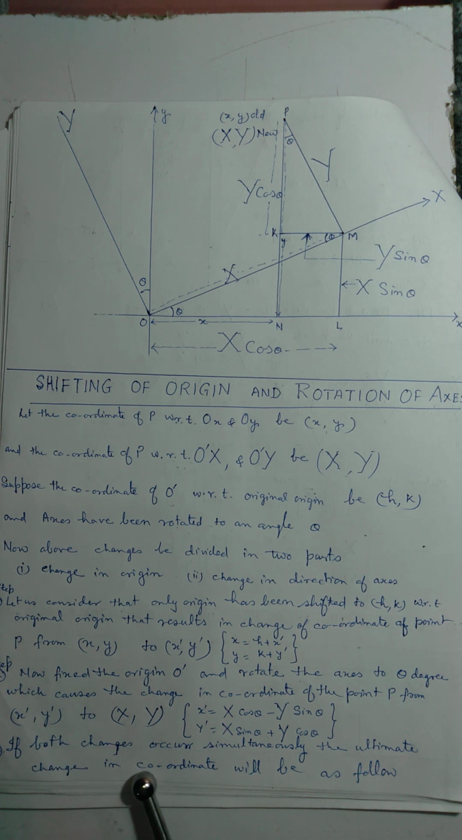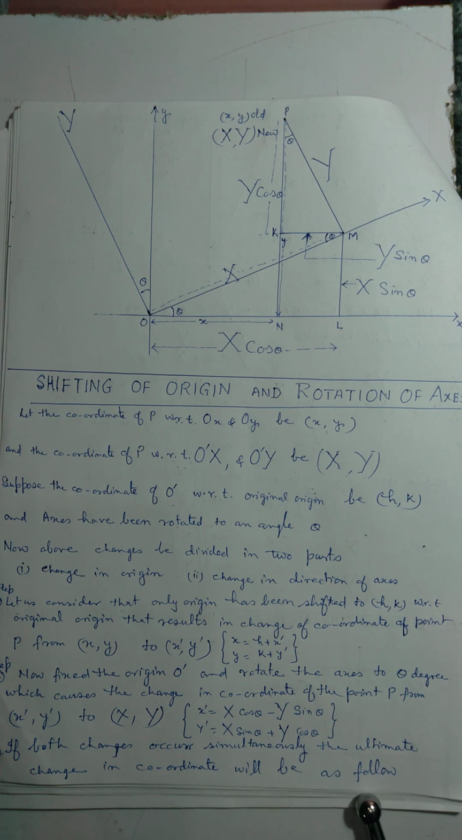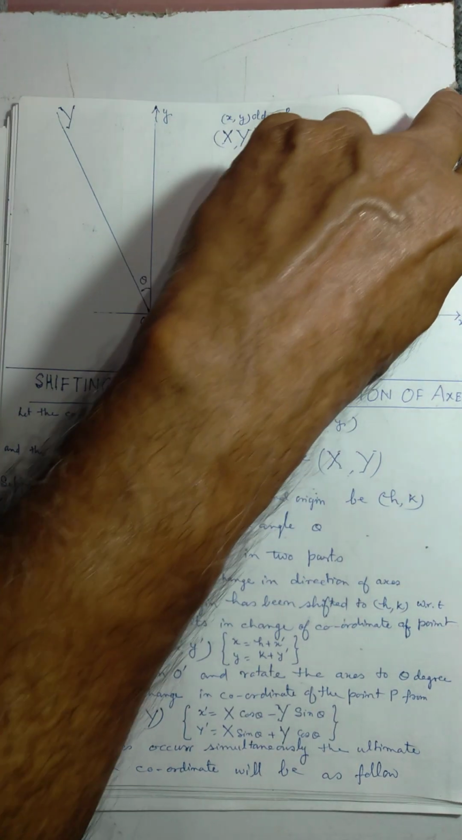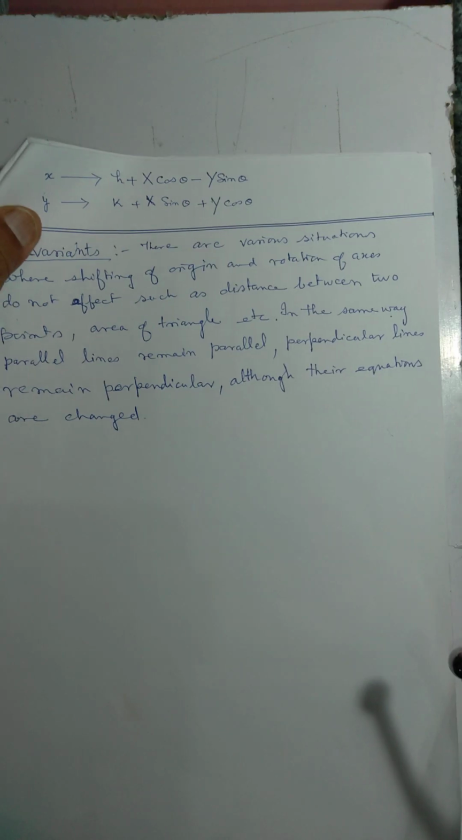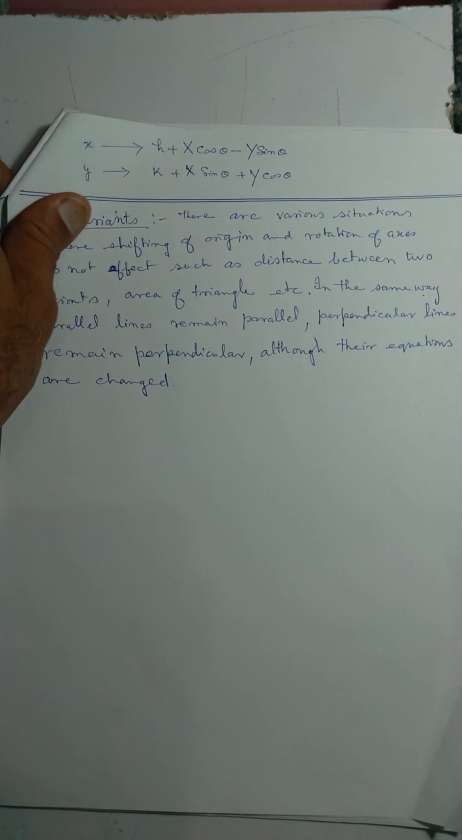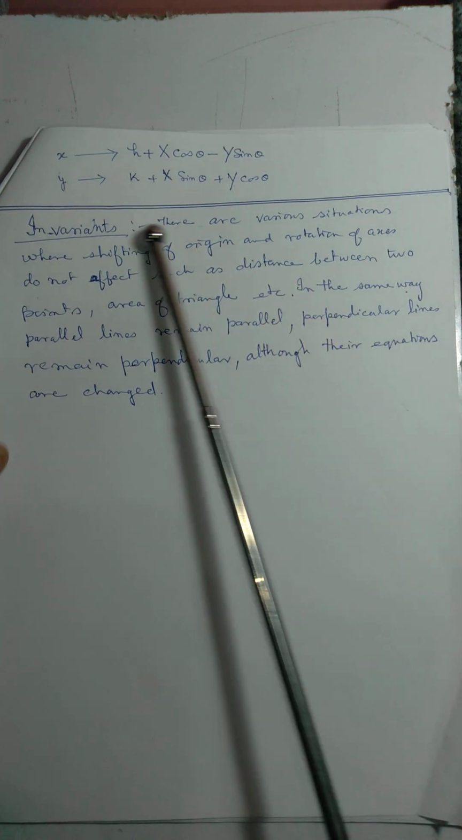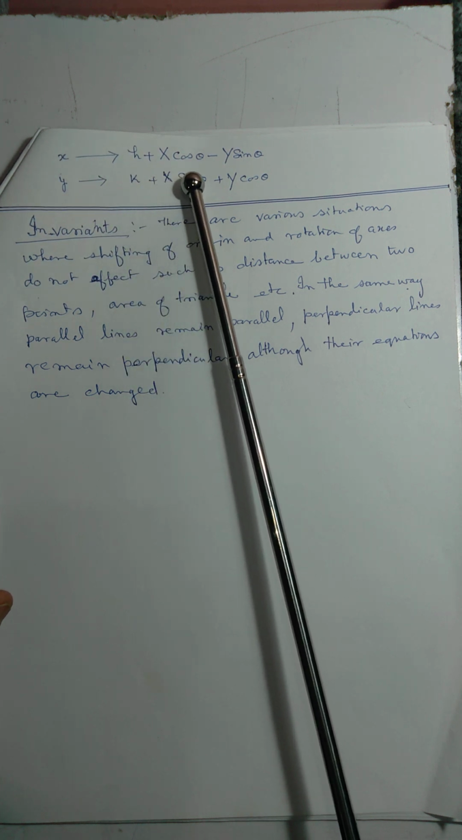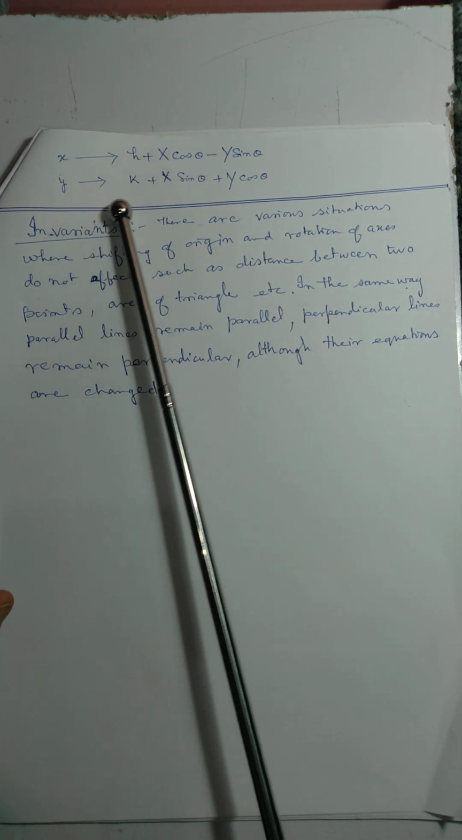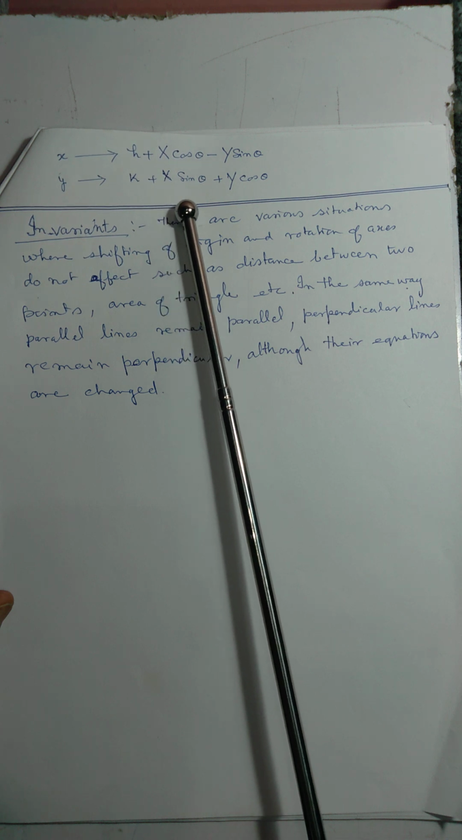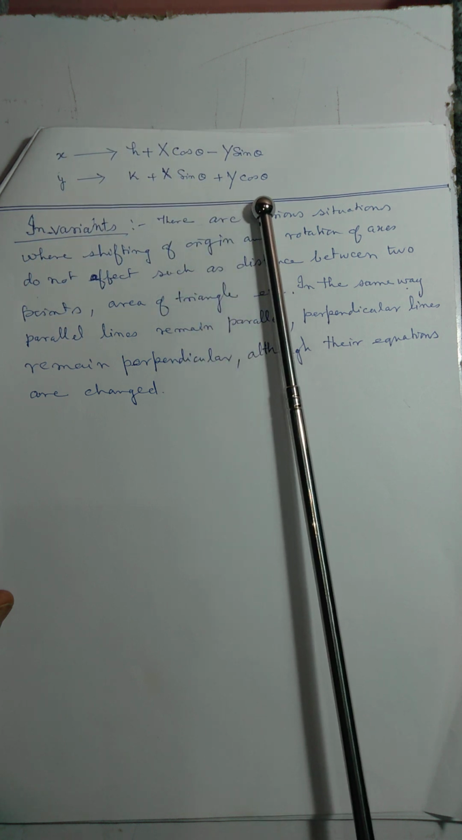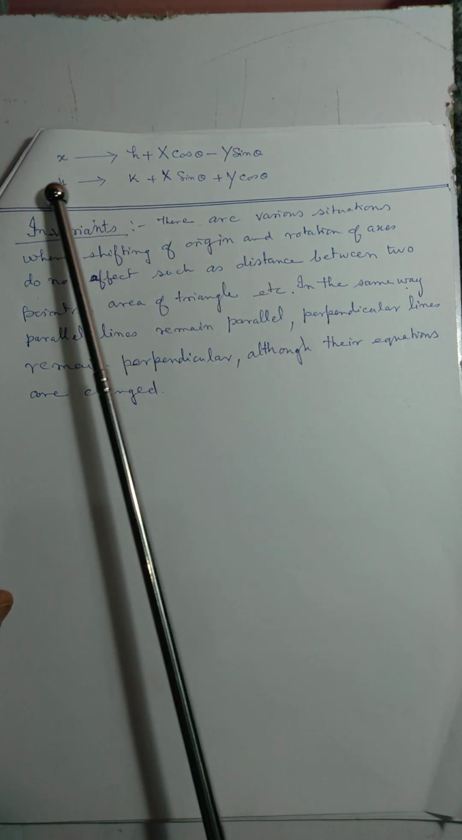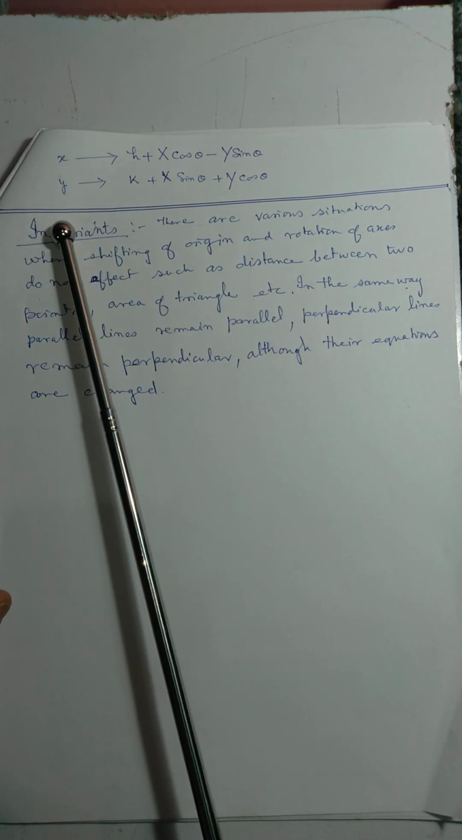If both the changes occur simultaneously, the ultimate change in the coordinate will be as follows. Small x is equal to h plus X cos theta minus Y sin theta. Small y is equal to k plus X sin theta plus Y cos theta. I hope this much will be clear to you.